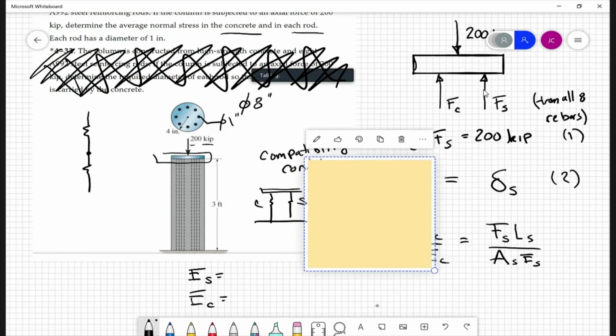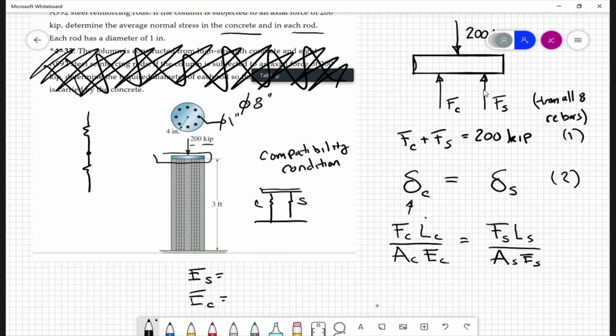Okay, so the E of the steel is 30 times 10 to the 6th psi, and then the E for concrete is 4 MSI, right? Right. All right. So put you in groups, figure out FC, FS, and then from that, you can get the stress in the concrete and the stress in the steel, which are just going to be those forces over the areas. They're going to be compressive, okay?